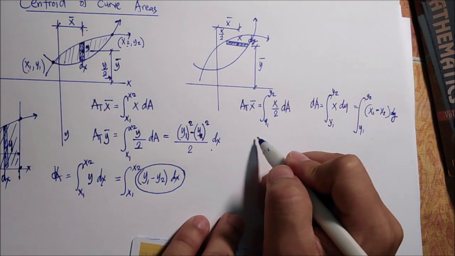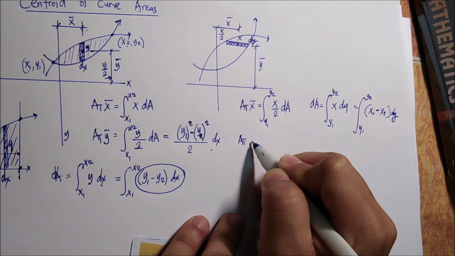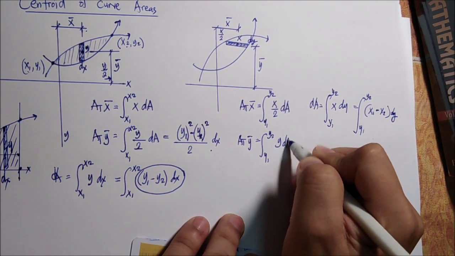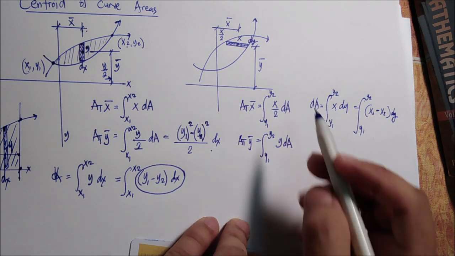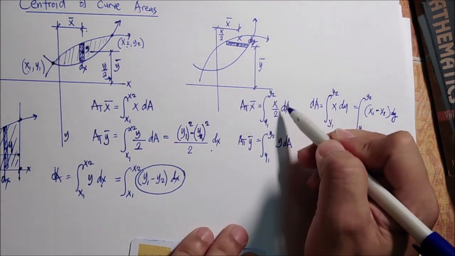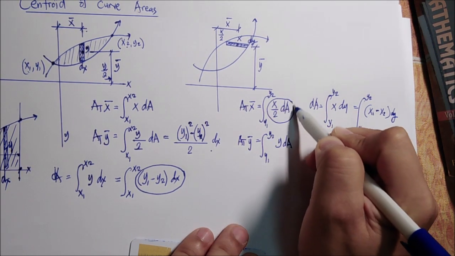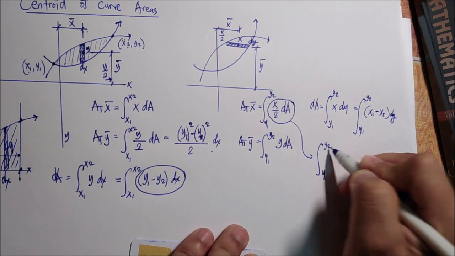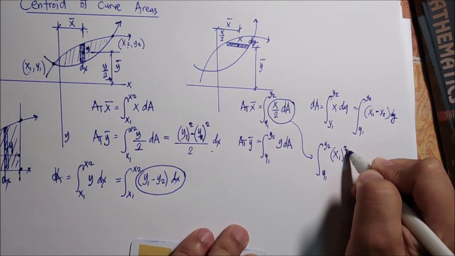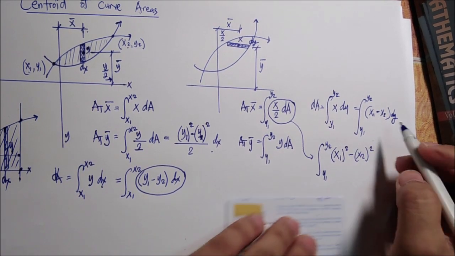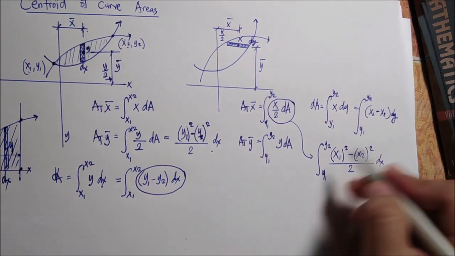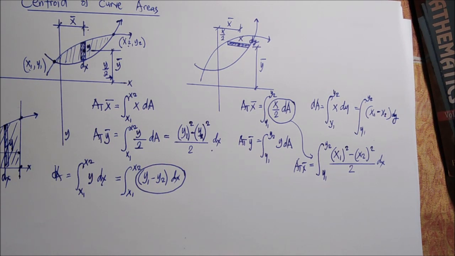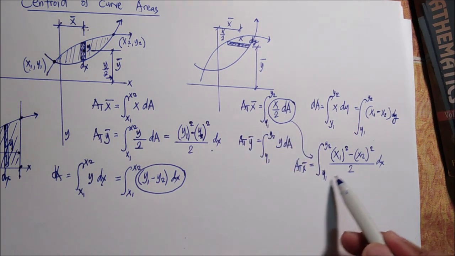So the bar y can be computed as area total times bar y, the integral from y1 to y2 of y dA. Here, same as y over 2, this one can be replaced by the integral from y1 to y2 of x1 squared minus x2 squared all over 2 dy, for area total bar x. So this is our formula for bar x, and this is our formula for bar y.